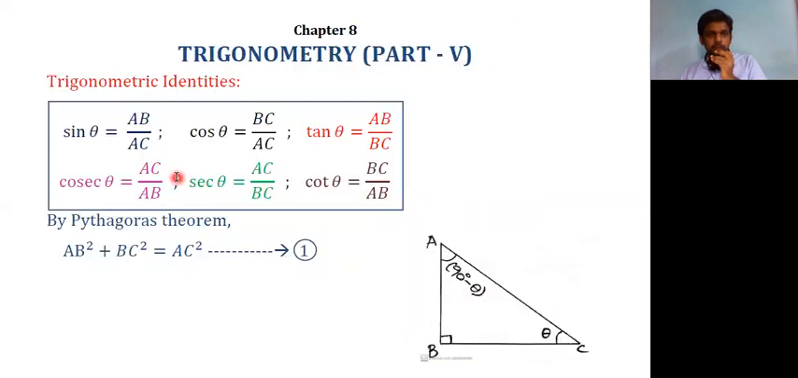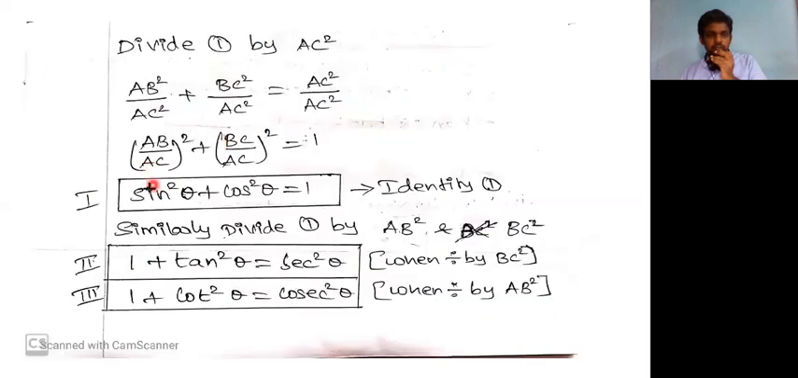What is AB by AC here? Sine theta. What is BC by AC? Cos theta. So this is sine square theta plus cos square theta is equal to 1. This is your first identity. The first identity says that sine square theta plus cos square theta is always equal to 1 whatever the value of theta may be. We are taking the Pythagoras theorem and dividing the equation by AC square, so you get the first identity.